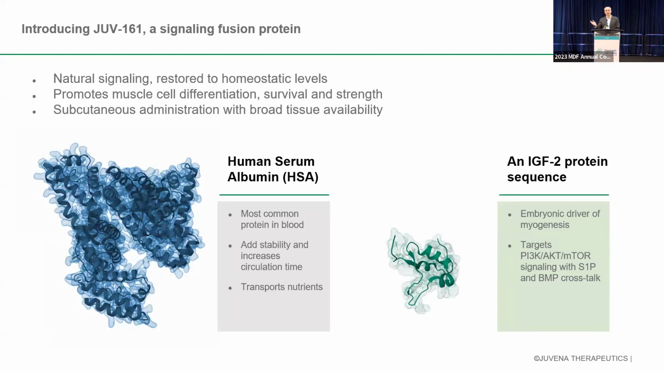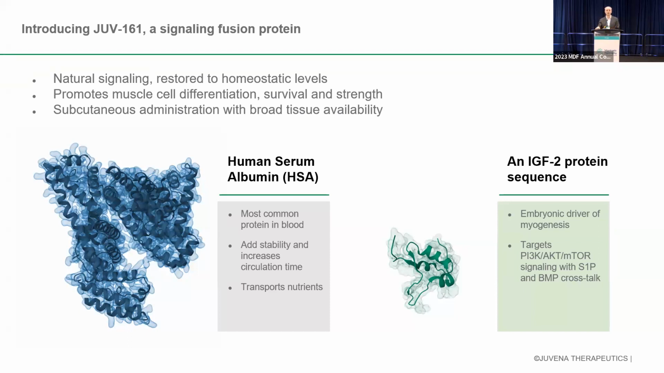In particular, I wanted to introduce this molecule called JUV161, which combines a portion of a stem cell secreted protein with a carrier protein called human serum albumin. By combining these two, we create a natural, entirely protein-based molecule we're developing for subcutaneous administration with broad tissue availability to drive muscle strength and function and survival in patients.